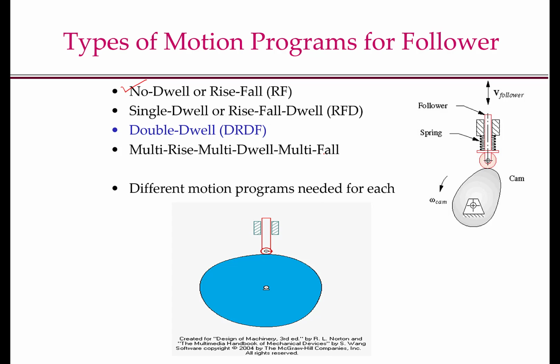Now, depending on the type of critical extreme position given to you, the motion program or the functional relationship between the follower motion and the input shaft angle will change. And what we will learn now is how to design this functional relationship. We will use the double dwell as an example. However, the procedure is very general and it applies to all these types of motions.